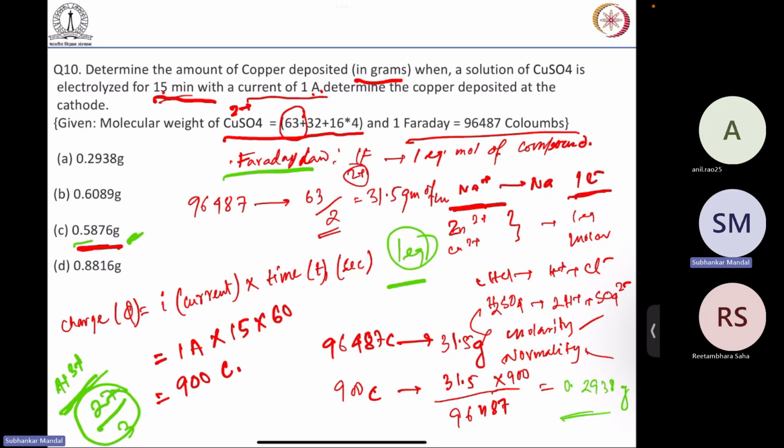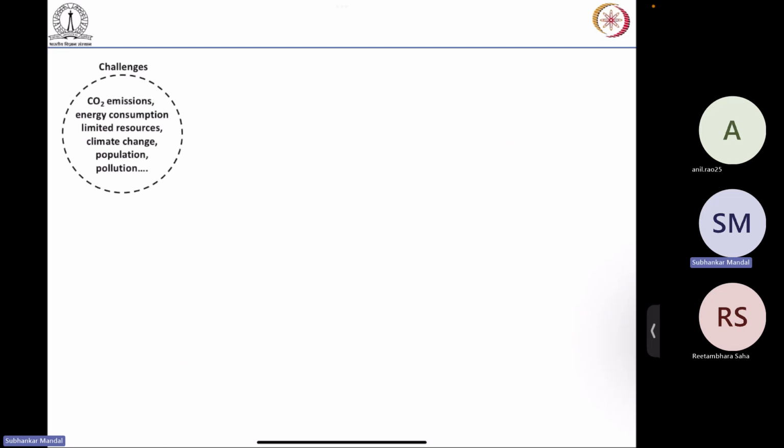Now I will discuss a little bit more about different battery technology. In modern times, how is the battery technology? So basically, why do you need the battery? That we can discuss a little bit more. What are the challenges?